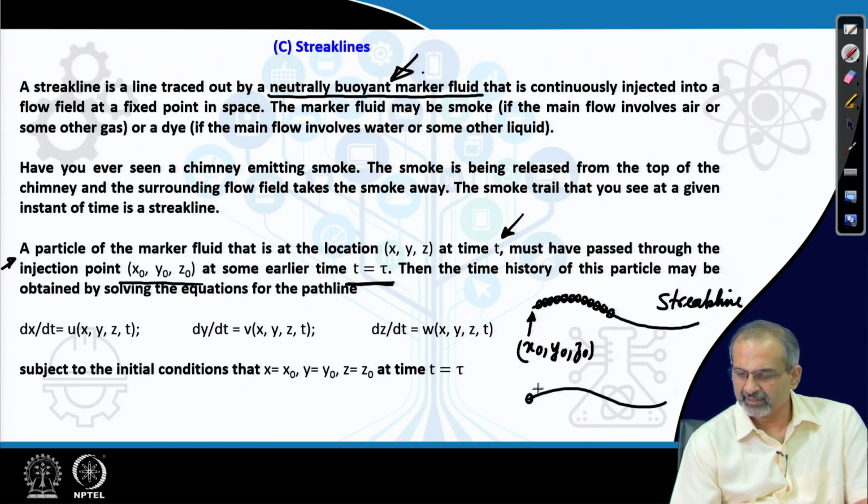Path line was a single fluid element. We followed it all along as it traveled. So, here it is a collection of particles and their trajectory. Here it is a single particle and its trajectory.